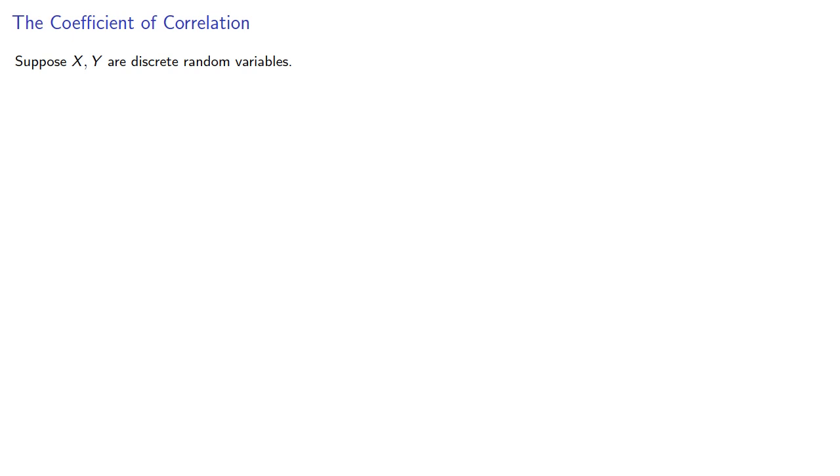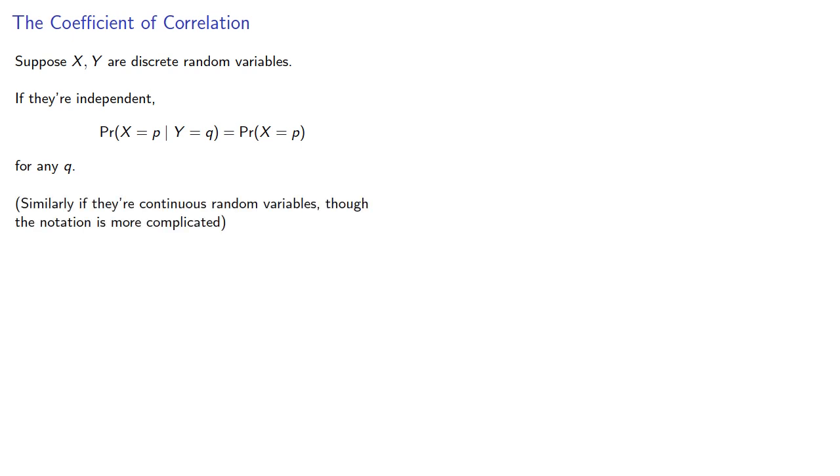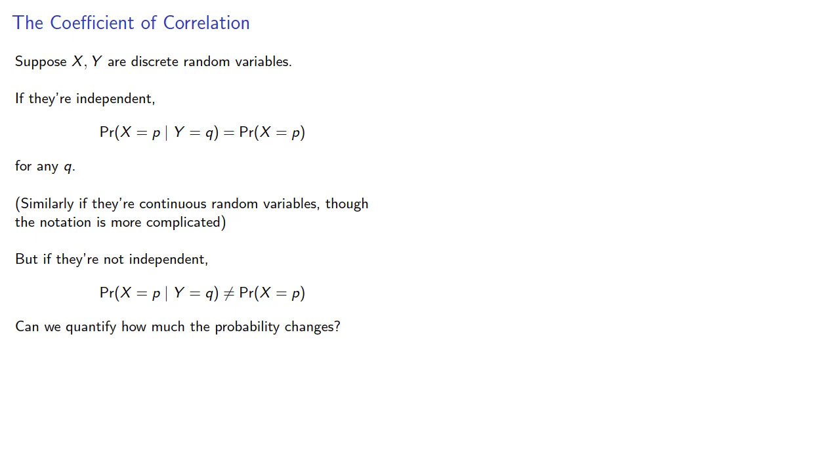Suppose x and y are discrete random variables. If they're independent, the conditional probability is the same as the unconditional probability. Similarly, if they're continuous random variables, though the notation is going to be a little more complicated. But if they're not independent, the probabilities are different, and so the question we want to ask is, can we quantify how much the probability changes?